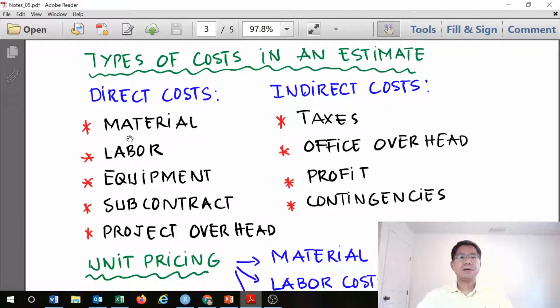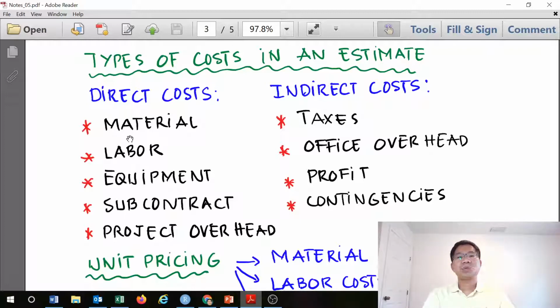Equipment, like in a wastewater treatment plant process, the equipment needs to be installed. Those are the direct costs for the project. Subcontract, some work will not be directly performed by the company. They hire a specialty contractor or subcontractor. Then the subcontract that contributes to that project becomes a direct cost of that project.